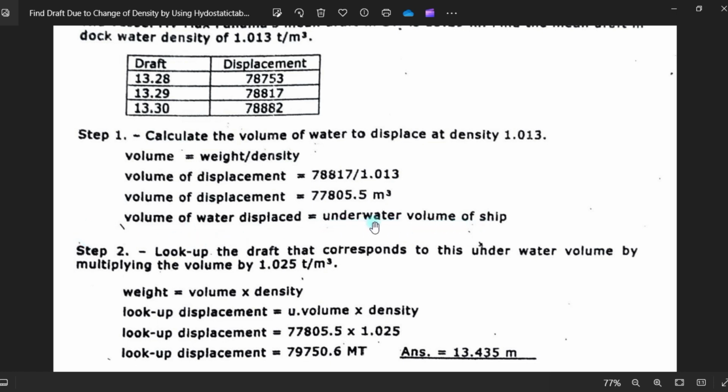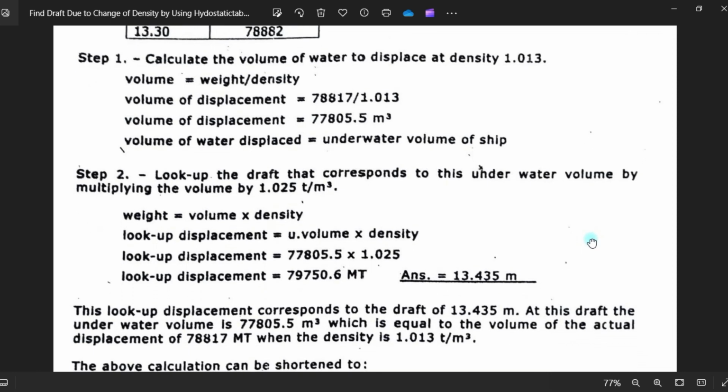Okay, so this is the volume of water displaced, the underwater volume of the ship. That will be the volume displacement. And step number 2, look up the draft that corresponds to the underwater volume by multiplying the volume, 77805.5, by 1.025 to get the draft.